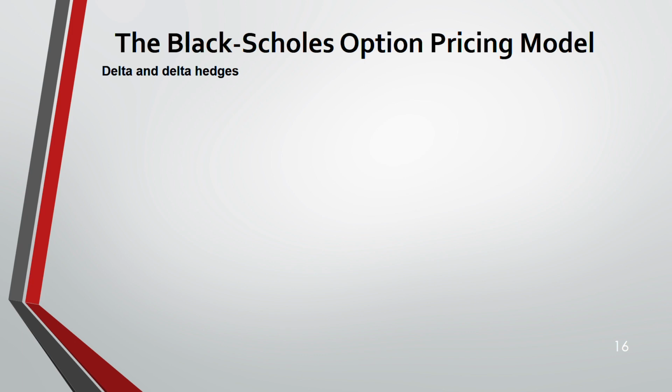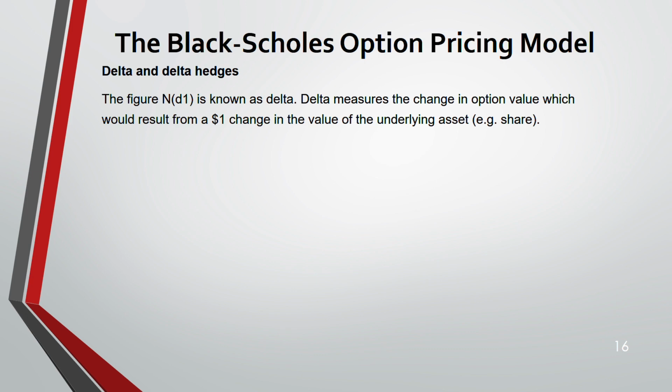So, delta and delta hedges. What is delta? First, you should know that the figure N(d1) that you have calculated is known as delta. In short, delta measures the change in the option value which would result from a $1 change in the value of the underlying asset. That means if your underlying asset changes by $1, what is the change in the option value? That change is known as delta.